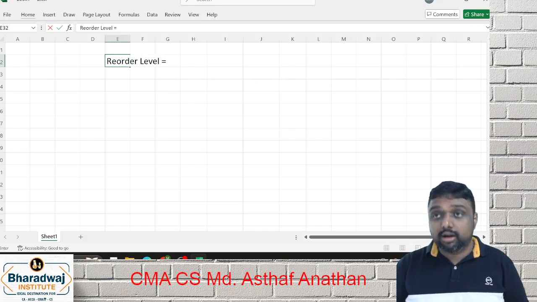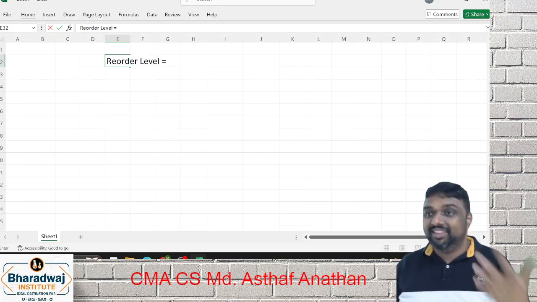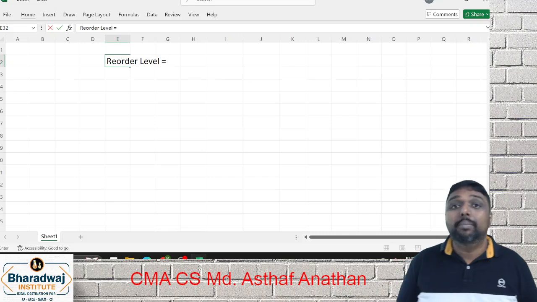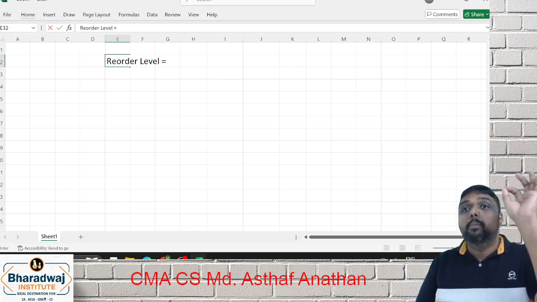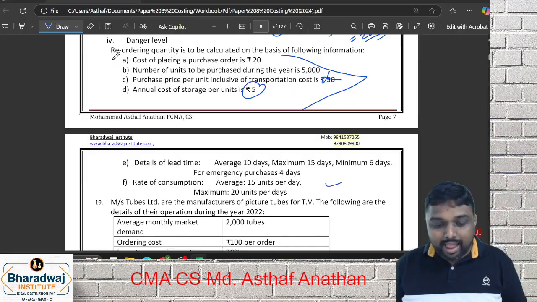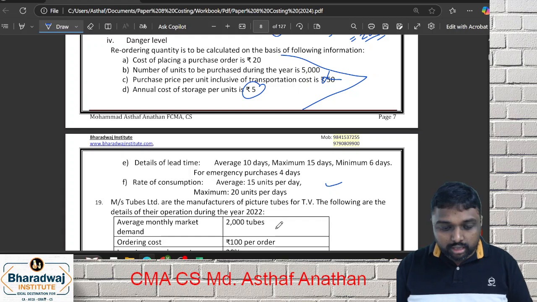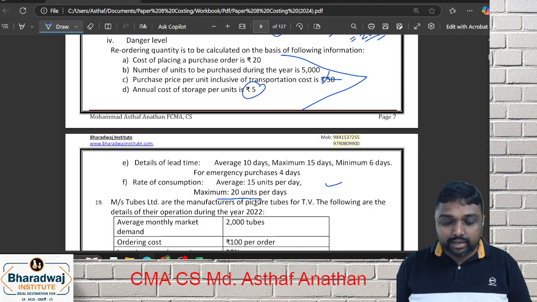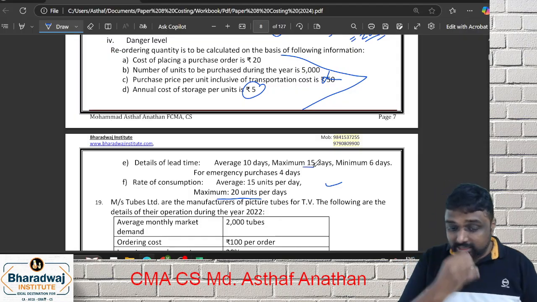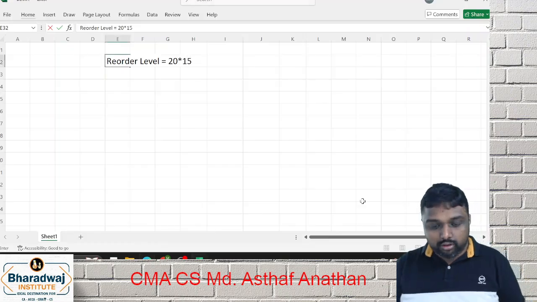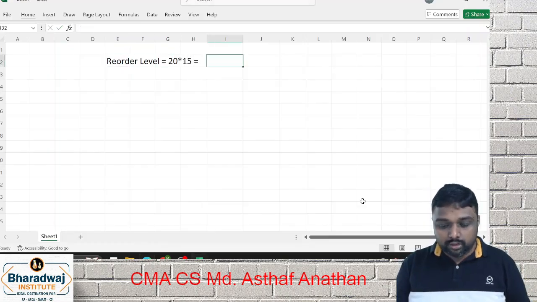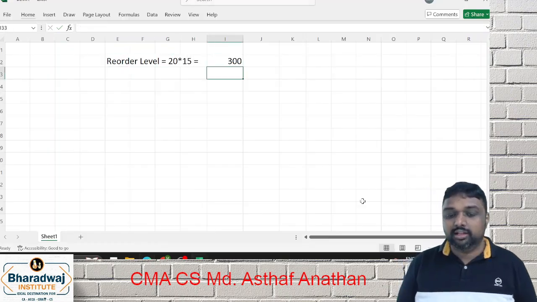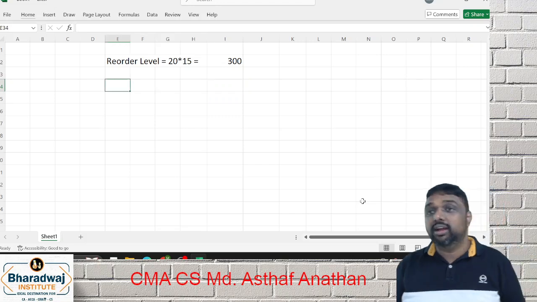Reorder level. Reorder level formula, I will recall again. Maximum consumption into maximum lead time. So maximum consumption you have to look in here. They said that maximum consumption is 20, so 20 into maximum lead time. They said maximum lead time is 15. So you have to just multiply. That's all. So 20 into 15. What is next they are asking, friends?